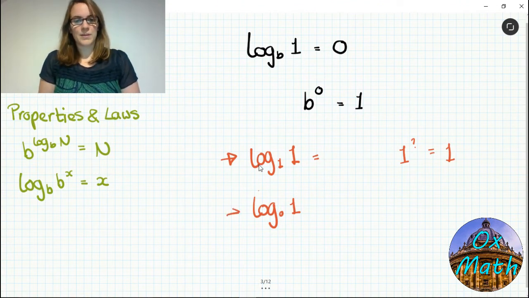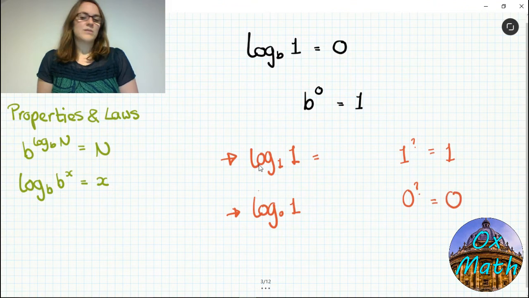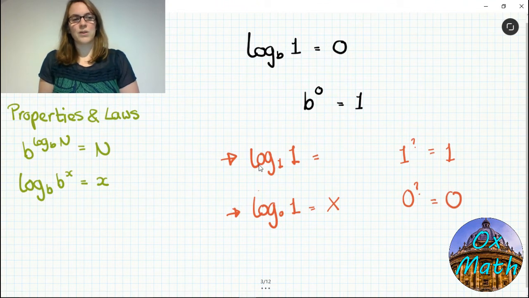The other exception is when the base is 0. 0 to the power of anything is 0. So log base 0 of 1 doesn't actually work. There is no possible answer. There is no power that you can put with 0. If you try 0 to the power 0, if you try typing that into your calculator, that is actually undefined.